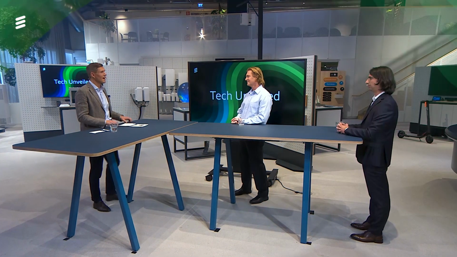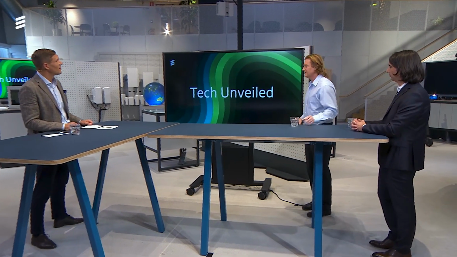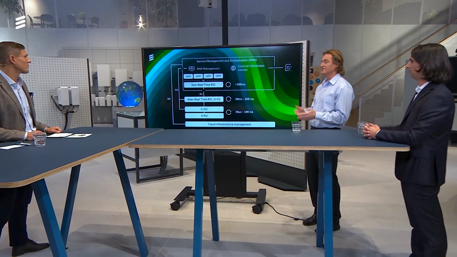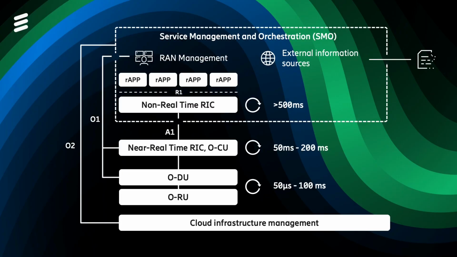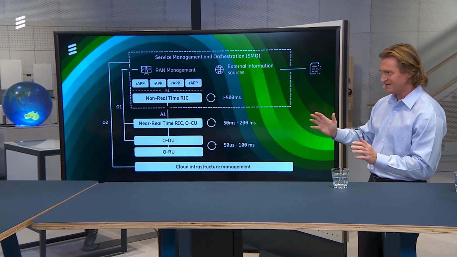All right, so let's dive into the nitty-gritty, right? Can you try and explain to us, from a technical and architectural perspective, the non-real-time RIC? Erik? Well, sure, Sten. To give you a picture, I thought it was easiest maybe to show you a picture. So I brought with me a piece of architecture that I work with in my daily work. Don't panic. It's quite simple. I will take you through it.